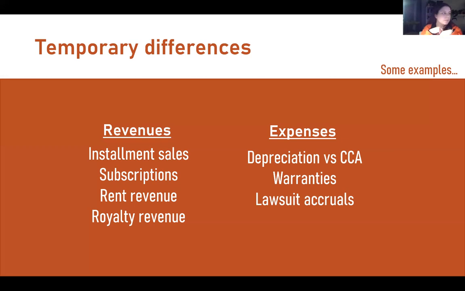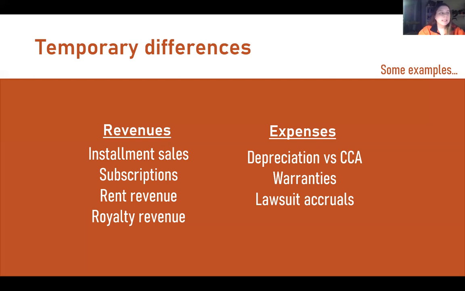Rent revenue is the same principle as subscription, where sometimes clients are going to pay you for rent in advance. So you're going to want to include that cash amount that you've received in the year that they've paid you. And royalty revenue, same thing.